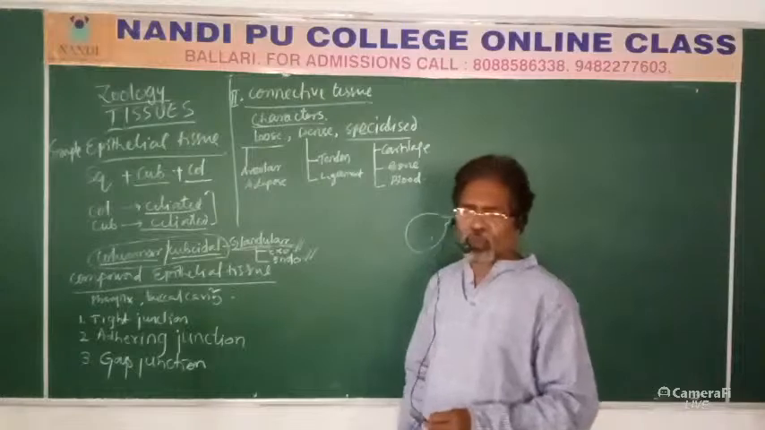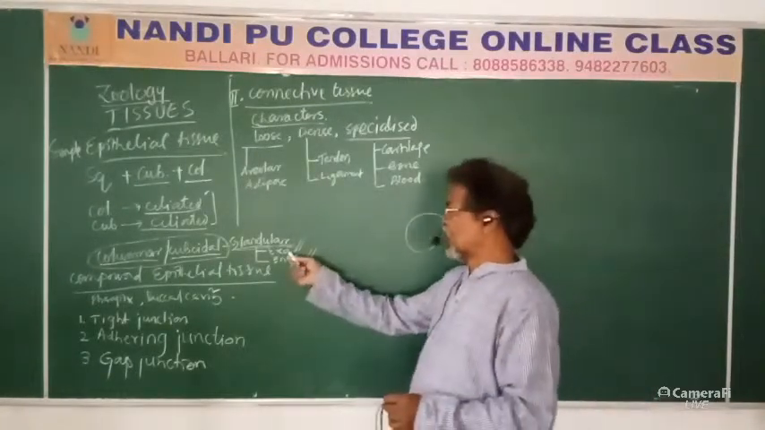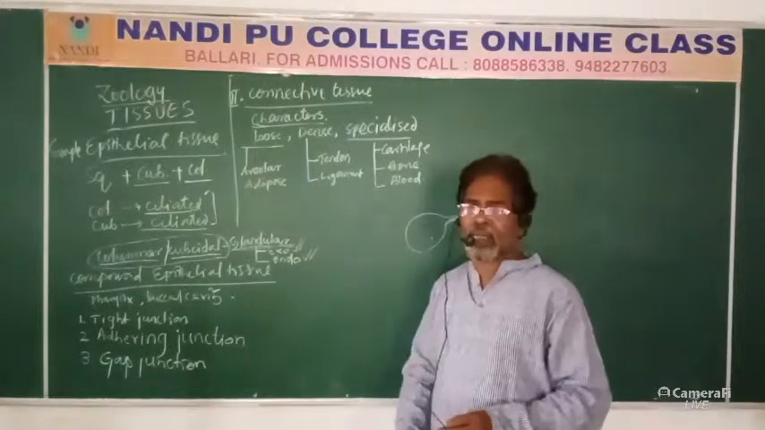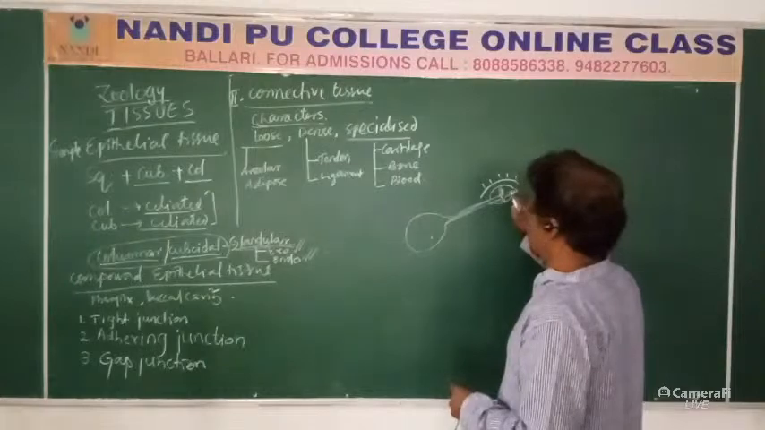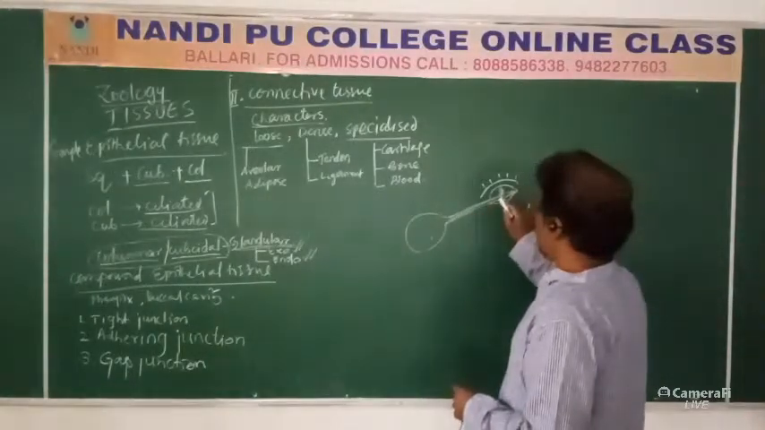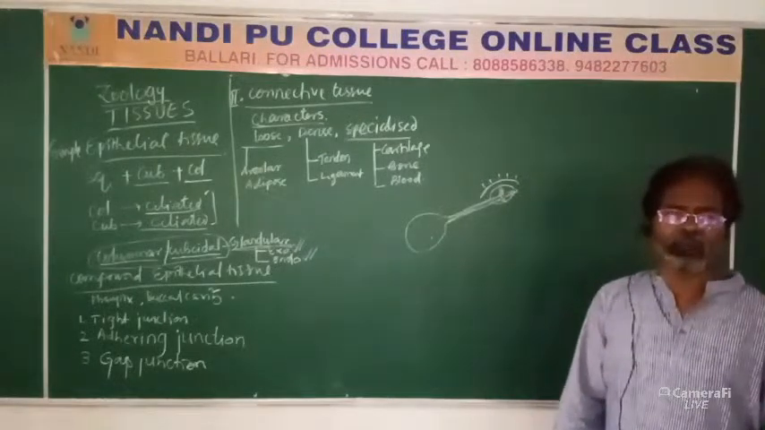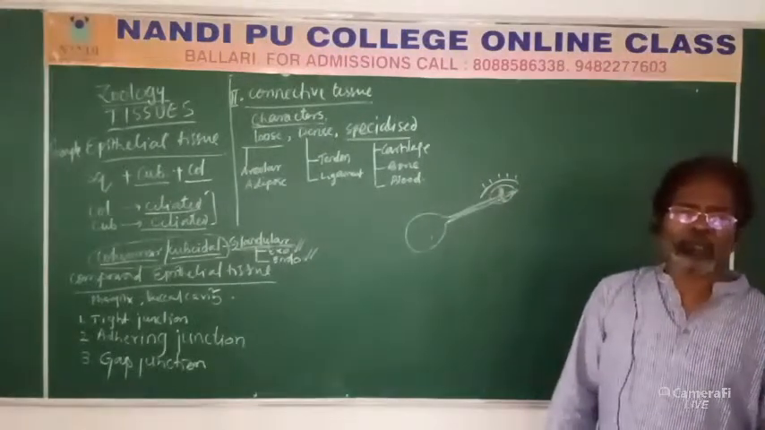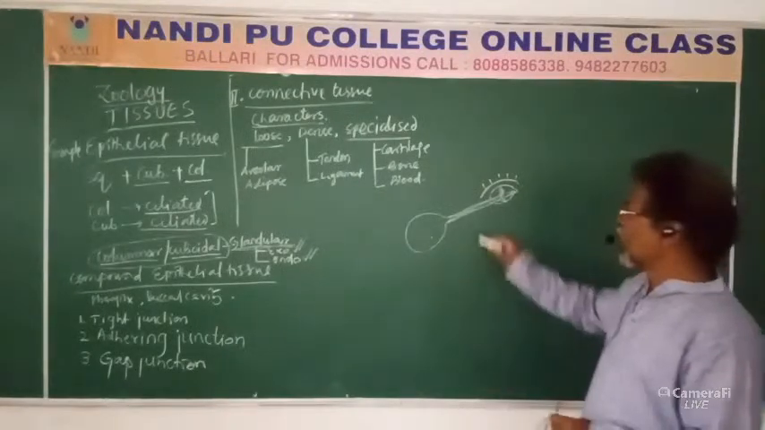Am I clear? So these glands may be of two types, as I told you. One is the exocrine gland and the other is the endocrine gland. Exocrine gland means the glands which are secreting at a distance. They have a duct. Any gland that has a duct will be called an exocrine gland.